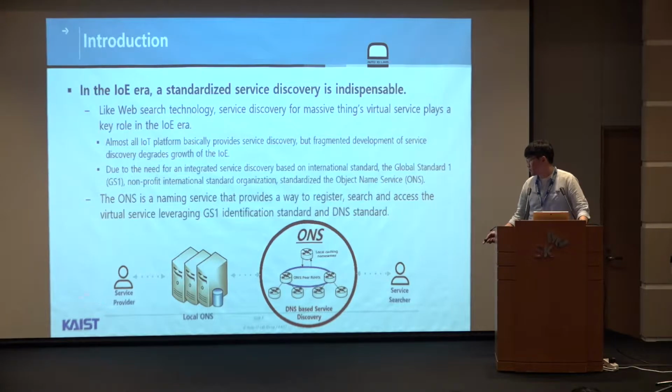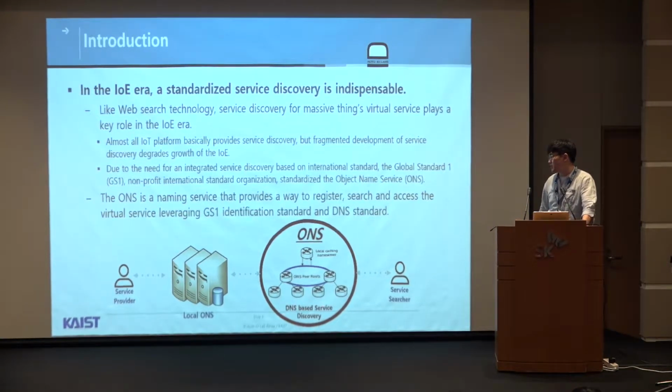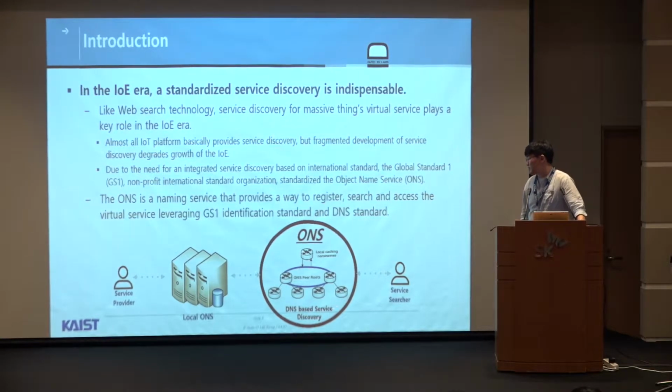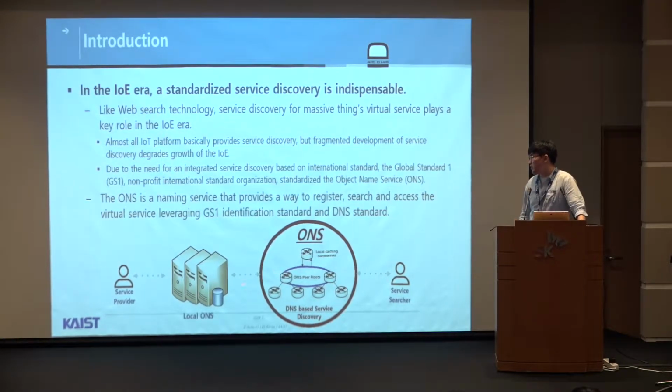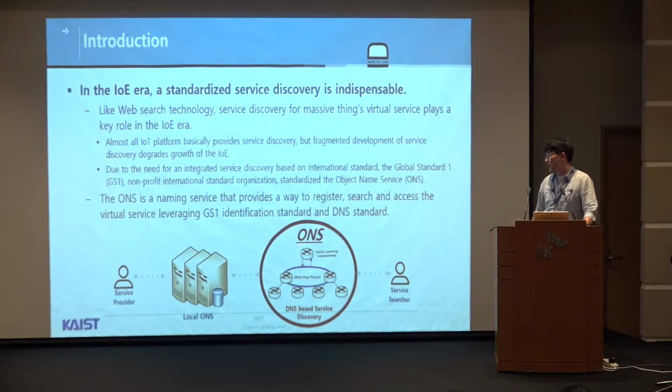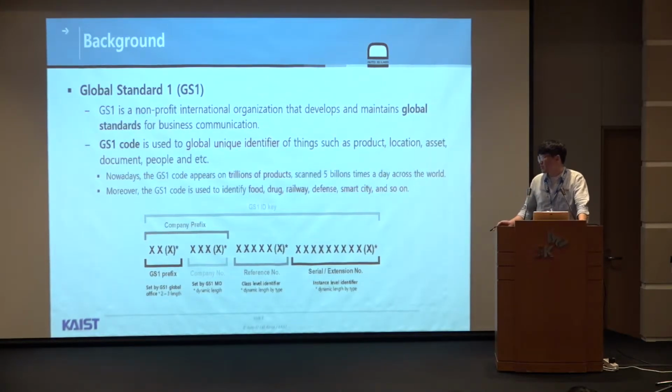So there are some service providers here. They register their service for their IoE devices. And the service searcher is connected to this kind of DNS-based service discovery infrastructure to find this local ONS. And when the ONS is found by using the GS1 identification, then the server returns the service list to the service searcher. So the background is, what is GS1?